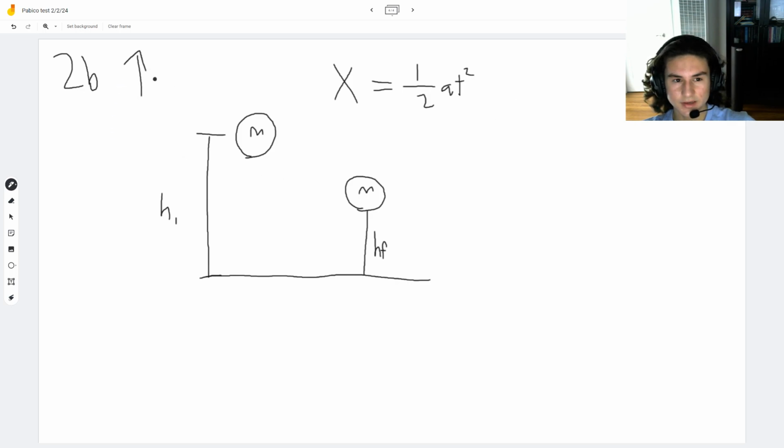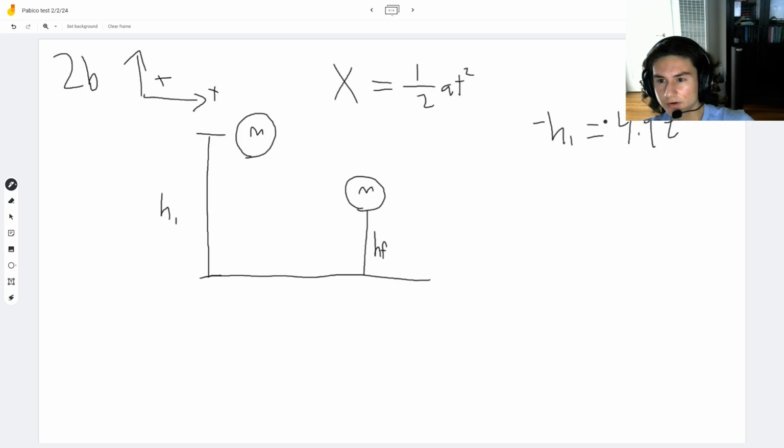I'll do this as positive. This direction doesn't really matter. I'll do that positive. So basically, the x is the final position, so that'll be negative h1 equals 1/2 of acceleration, accelerated by gravity. So that'd be 4.9 t squared. Of course, gravity's going downwards, so that'd be a negative acceleration.